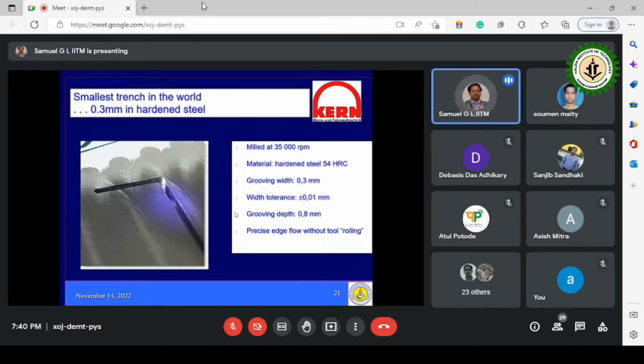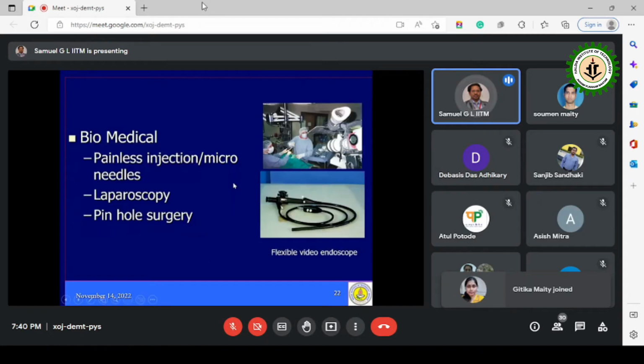As even the professor has been mentioning a term called lab on a chip. That means we can make several tests on a chip which is the size of an ID card. So thus, these are all possible because of miniaturization.